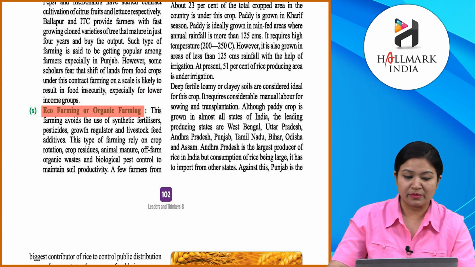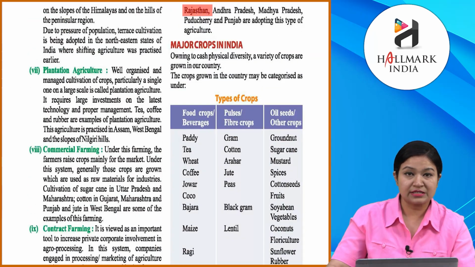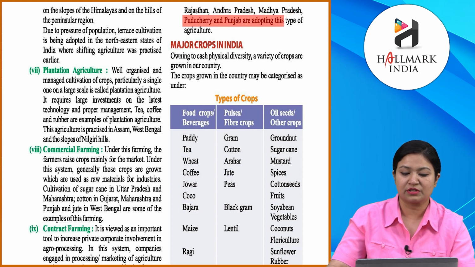Eco-farming or organic farming. This farming avoids the use of synthetic fertilizers, pesticides, growth regulators and livestock feed additives. This type of farming relies on crop rotation, crop residues, animal manure, off-farm organic waste and biological pest control to maintain soil productivity. Farmers from Rajasthan, Andhra Pradesh, Madhya Pradesh, Puducherry and Punjab are adopting this type of agriculture.